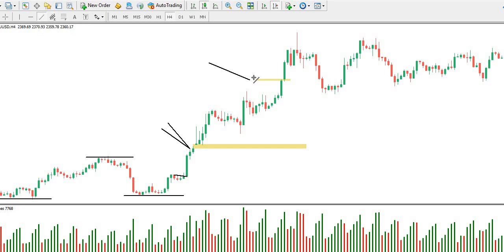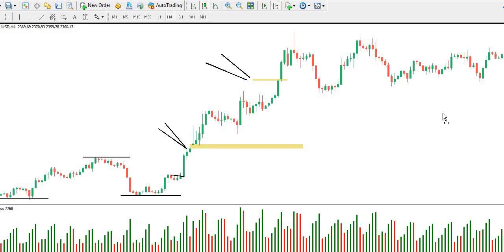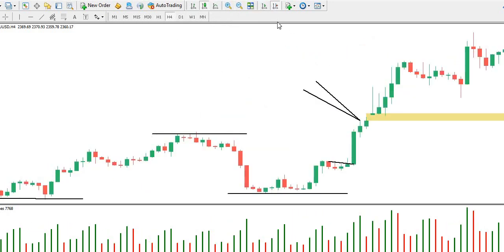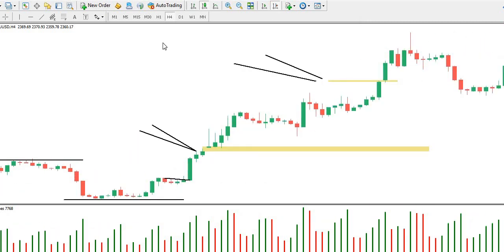The runaway gap usually appears after the breakaway gap, and it appears at the 50% move or in the middle of the trend. So let me zoom in a little to show you the gap. I hope you can see the gap in between the two green candles. This is the runaway gap. It is an H4 time frame.